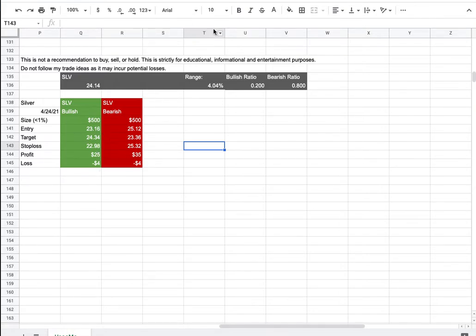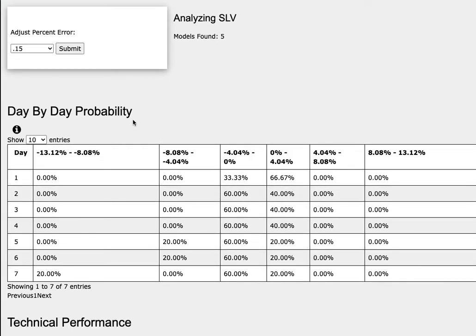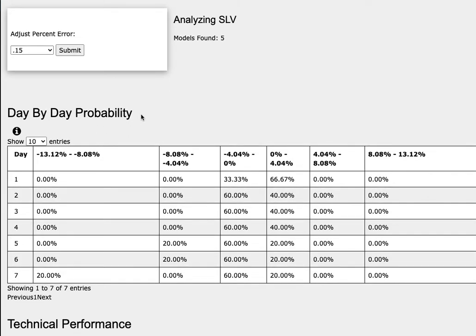So how did I develop these trade ideas? It all comes from the day-by-day probability model, which is available in the link below, so do check it out. As we progress to the 5th day or week of trading, silver futures has a 20% chance to climb between 0 to 4%. To the downside, it has a 60% chance to fall between 0 to negative 4%, and a 20% chance to fall between negative 4 to negative 8%.